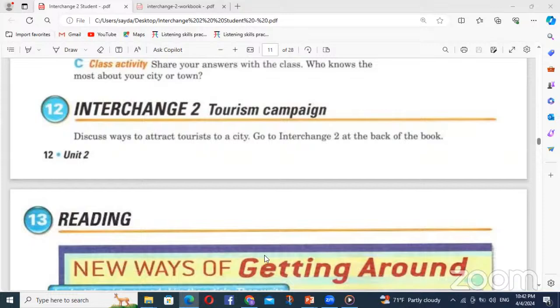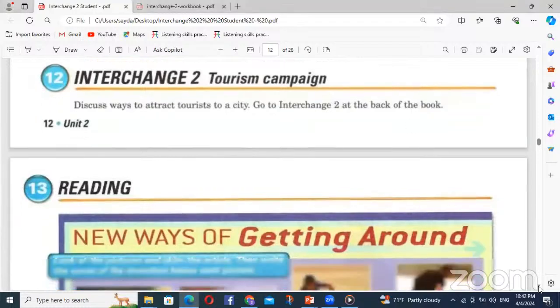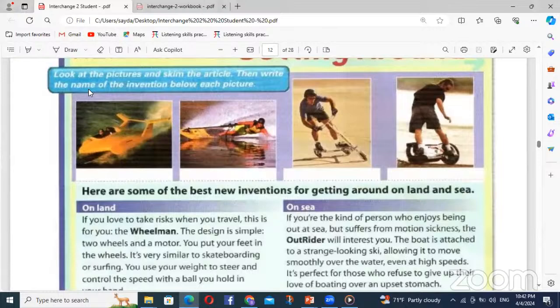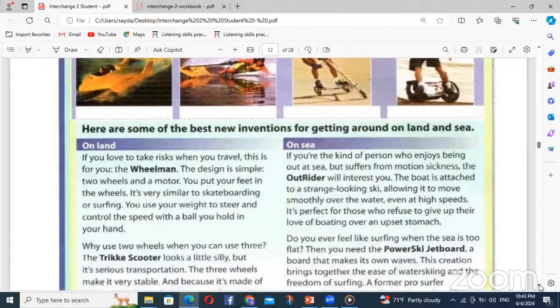طيب احنا we go to the book, we have a piece of reading and بيقول new ways of getting around. Okay. This is how we have different ways to move either بقى on the land or in the sea. Look at the pictures and skim the article, then write the name of the invention below each picture. Here are some of the best new inventions for getting around on land and sea. On land بيقول if you love to take risks. عايزة حد يقرا. Who is going to read?